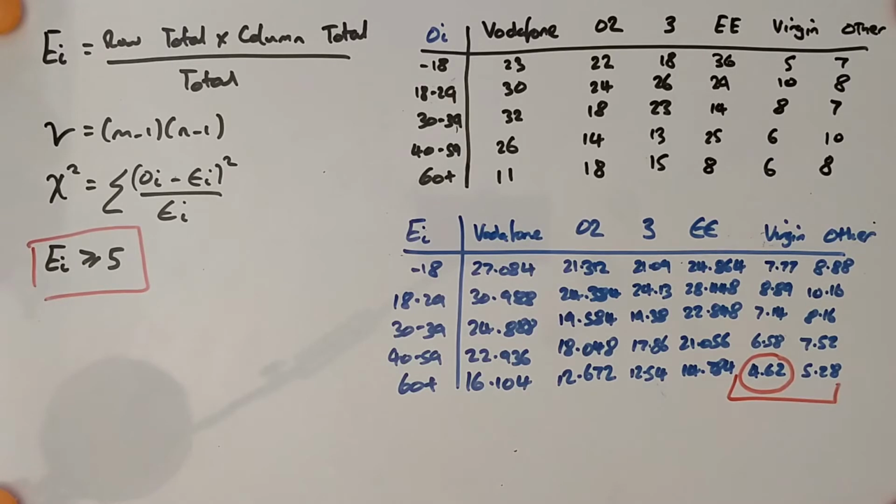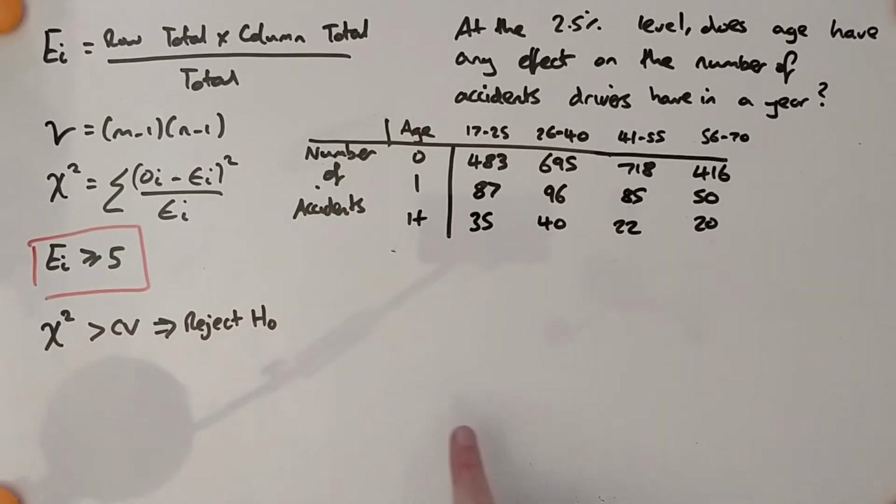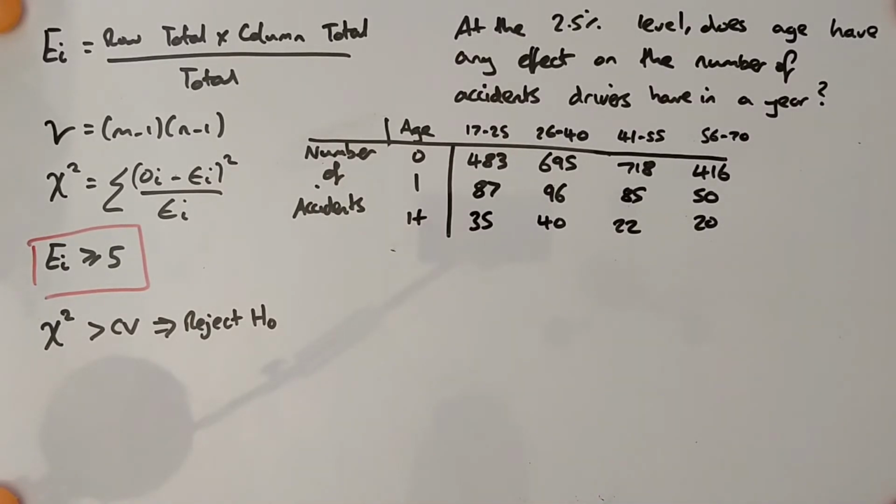I'm going to put up a question for you to try and my answer with it as well, and then we'll get into the special case of 2x2 contingency tables. So here's another question here. This is data saying the age and number of accidents for drivers, and I want you to test at a 2.5% level. Does age have any effect on the number of accidents drivers have in a year? Okay, so just pause, have a go at it, and my answer will be up very shortly.